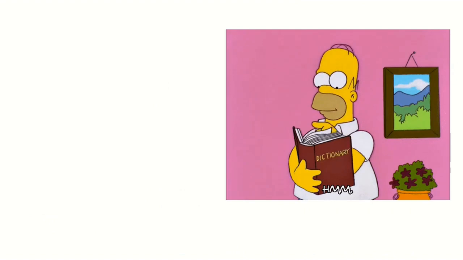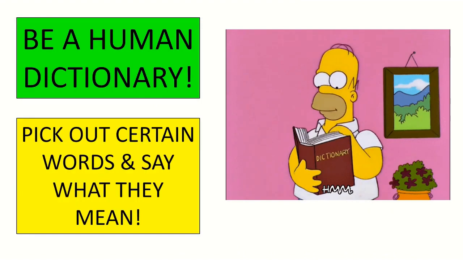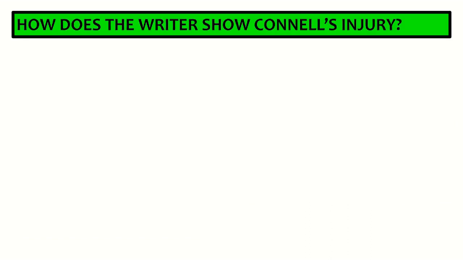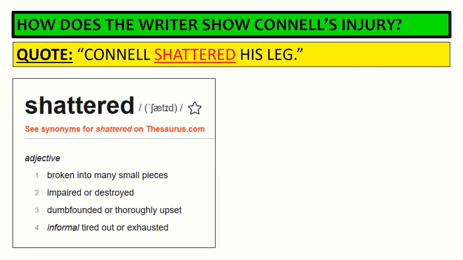Okay, so what I tell my students with this question is, try and be a human dictionary. Pick out certain words and say what they mean. So let's say the question was, how does the writer show Connell's injury? And it was "Connell shattered his leg." It's not "Connell injured his leg." It's not "Connell hurt his leg." The writer has used the verb shattered on purpose. So what does shattered mean?